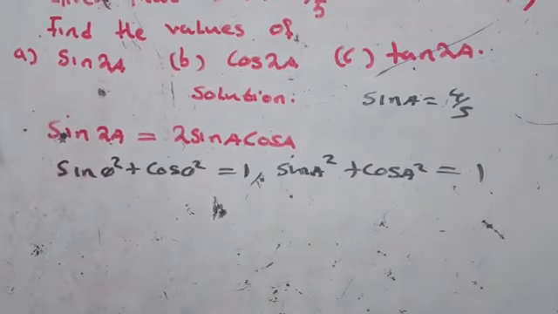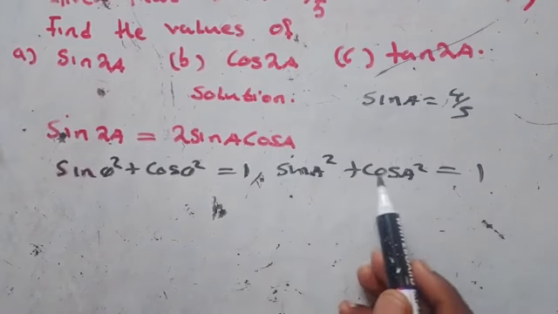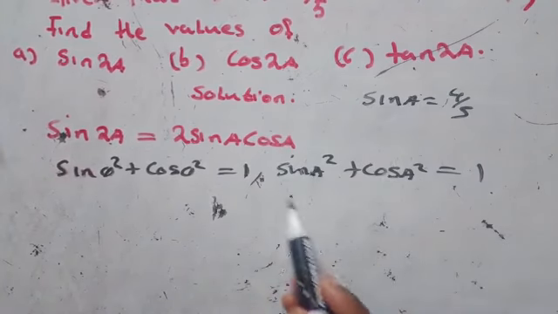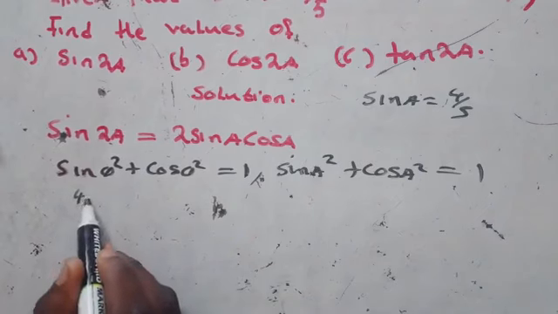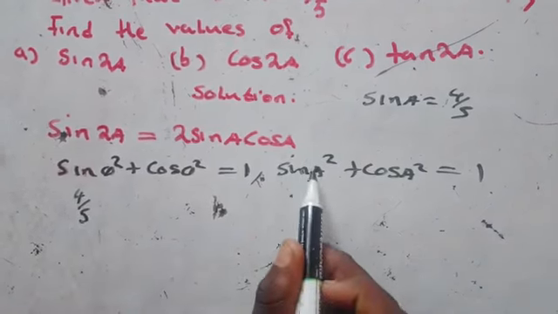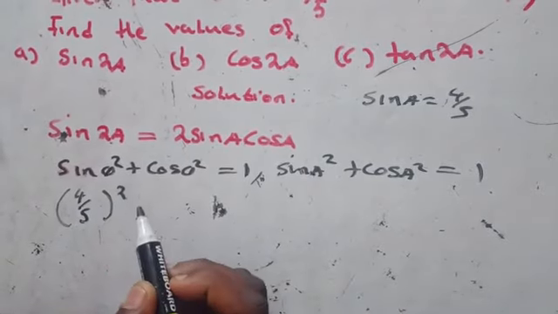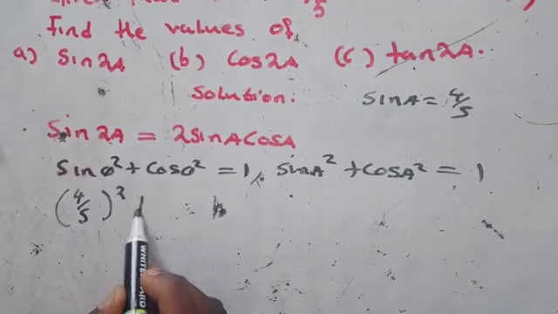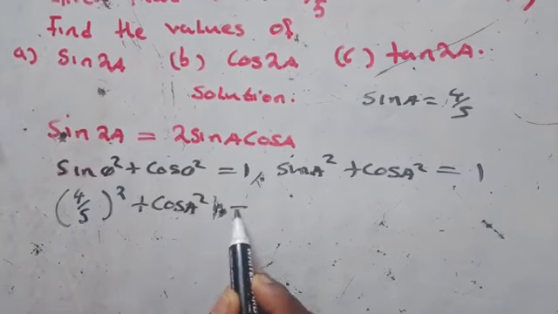So we are going to have sine A squared. You are going to use this one, sine A squared plus cos A squared is equal to 1. Where there's sine A, we put this one. So we're going to have 4 over 5, because that's sine A, but remember here it's squared, so we're going to square this, plus cos A squared is equal to 1.